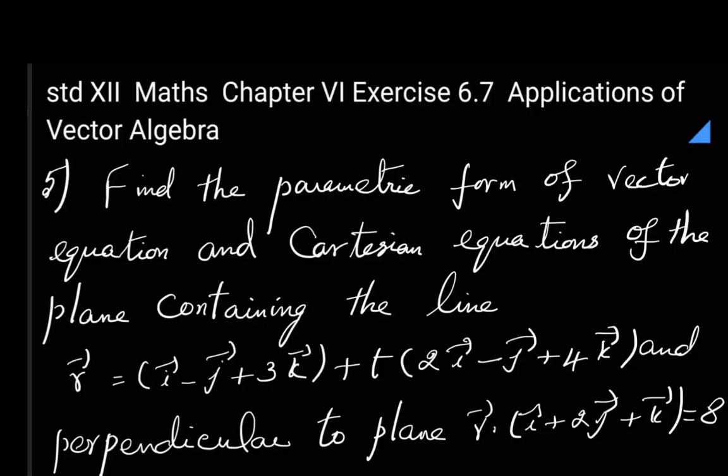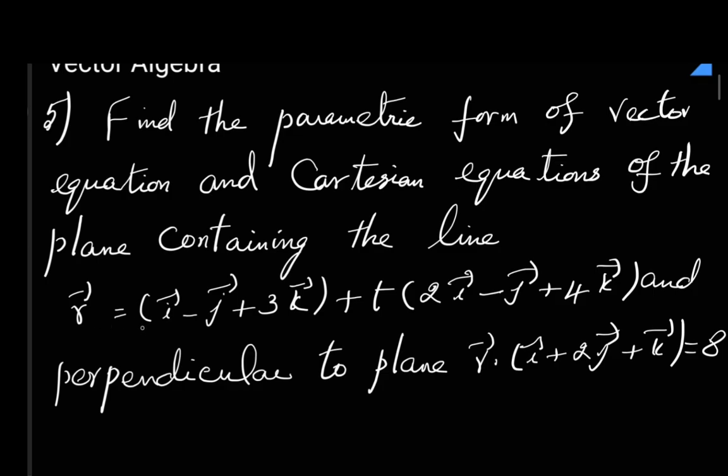Standard 12th Maths, Chapter 6, Exercise 6.7, Applications of Vector Algebra. Sum number 5. Find the parametric form of vector equation and Cartesian equation of the plane containing the line vector r is equal to i minus j plus 3k plus t into 2i minus j plus 4k and perpendicular to the plane vector r dot i plus 2j plus vector k is equal to 8.